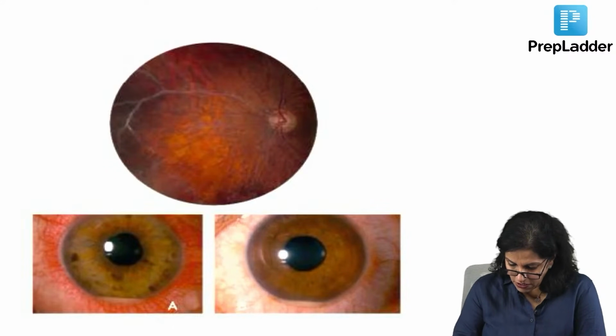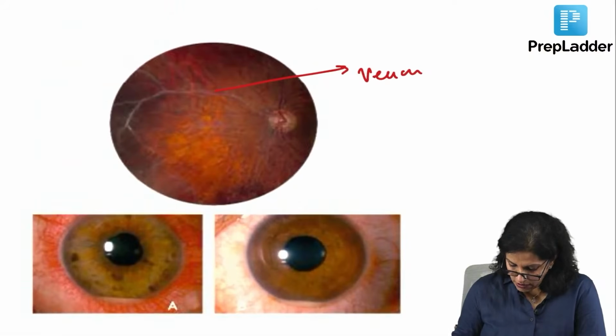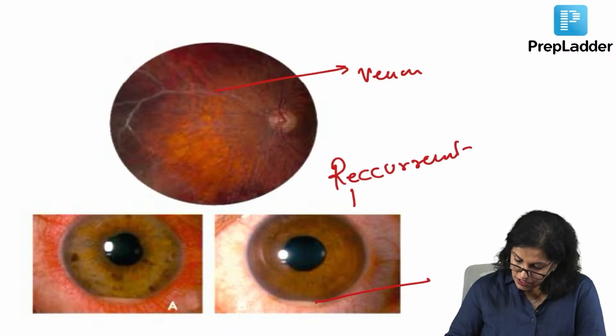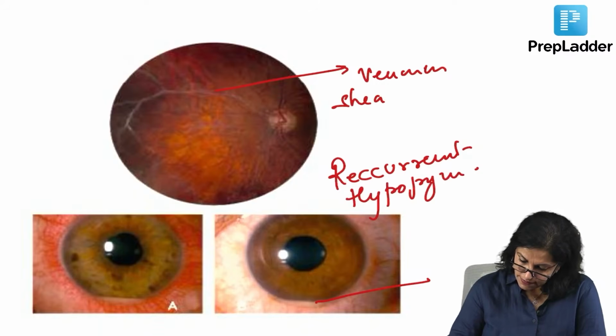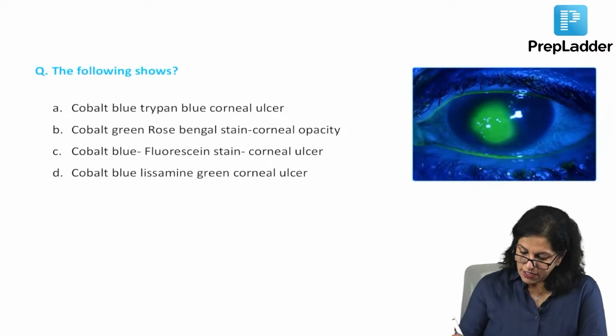This is your venous sheathing. I can see the venous sheathing. Have a look. Can you see this? Yeah. And of course, this is the hypopyon. We are looking at transient, because it causes recurrent hypopyon. So, it presents as recurrent hypopyon. This is transient hypopyon syndrome and this is your venous sheathing. Right. We come to the next.